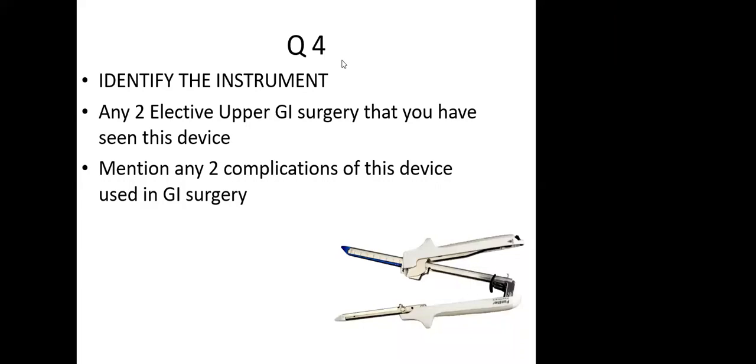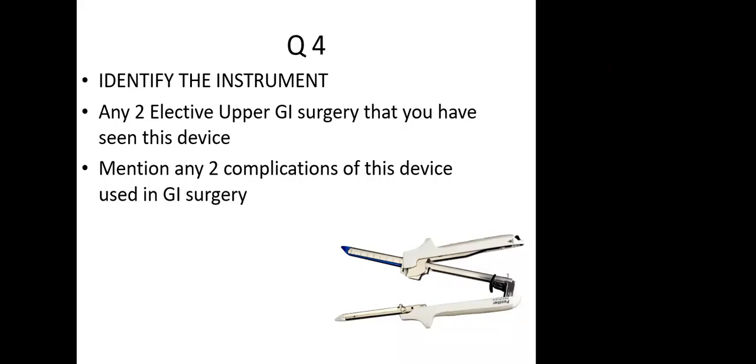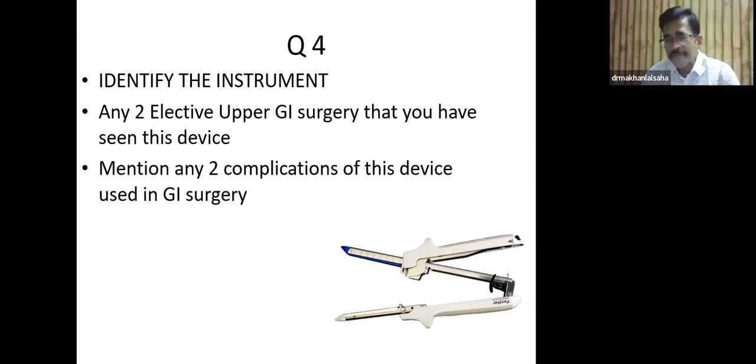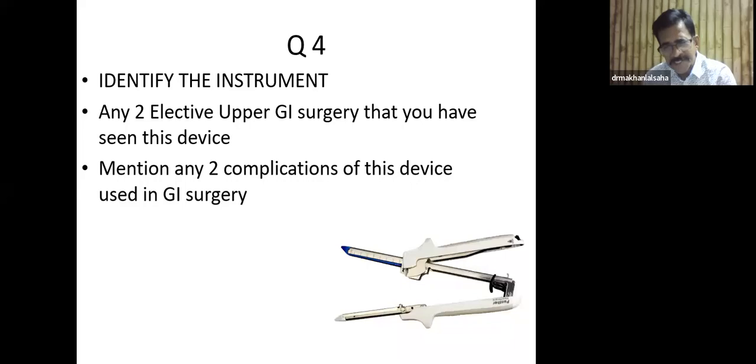Sir, any two elective upper GI surgeries in which you have seen this device? Say the operation you have seen, or that you have not seen. Sir, I have seen it mostly in small intestine or large intestine surgeries, the resection anastomosis. I have not seen an upper GI surgery in which this stapler has been used. If you're asked about upper GI surgery, then you stick to upper GI surgery. Sir, this has a blue cartridge, so that's why, sir. Cartridge you can change. That is not the point.